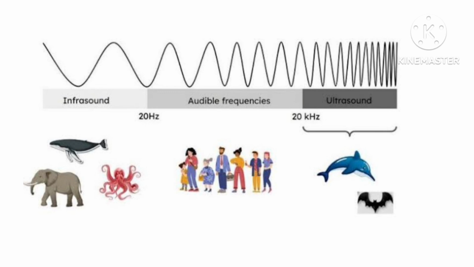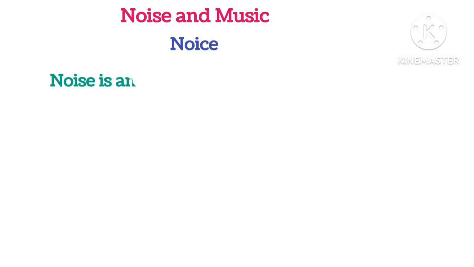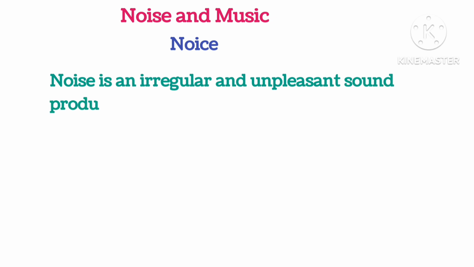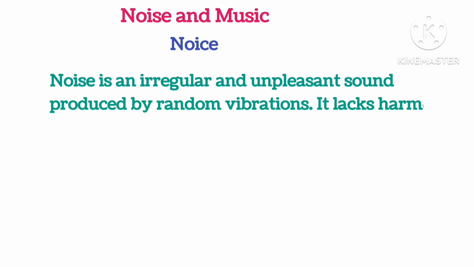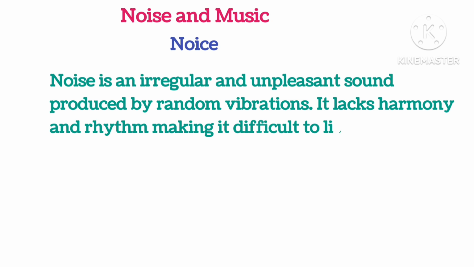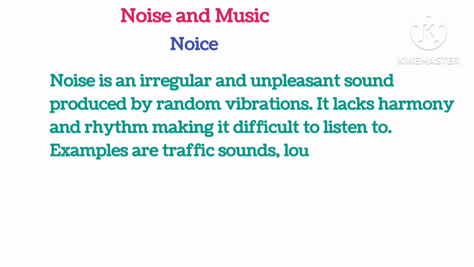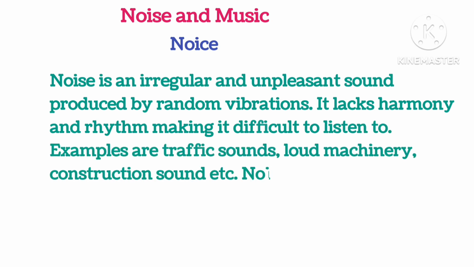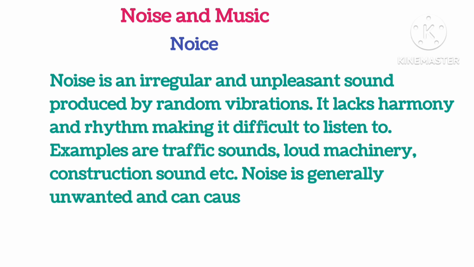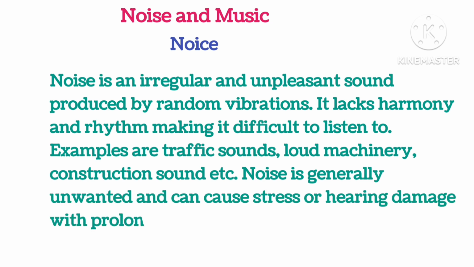So here you can see audible frequency is for humans. Infrasounds are heard by elephants and octopus, and ultrasounds by bats and dolphins. Noise and music. Noise. Noise is an irregular or unpleasant sound produced by random vibrations. It lacks harmony and rhythm, making it difficult to listen to. Examples are traffic sound, loud machinery, construction sound, etc. Noise is generally unwanted and can cause stress and hearing damage with prolonged exposure.